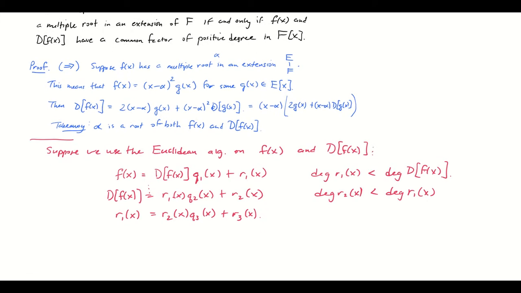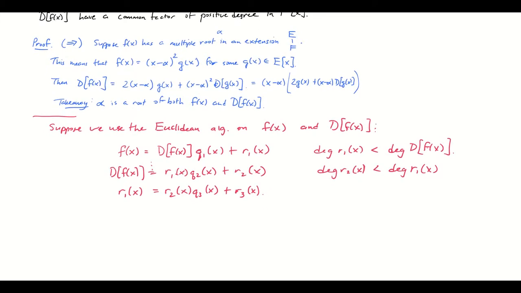Okay, and now we just keep going until we reach a remainder of 0, which eventually we will because the degrees of the remainders keep decreasing, and they're natural numbers, so they can't decrease forever. So eventually we will get r sub k minus 1 of x equals r sub k of x times a quotient, which will be quotient k plus 1 of x, plus 0. Now at this point, we will have that rk of x not only has smaller degree than rk minus 1 of x, but actually divides the k minus 1th remainder.